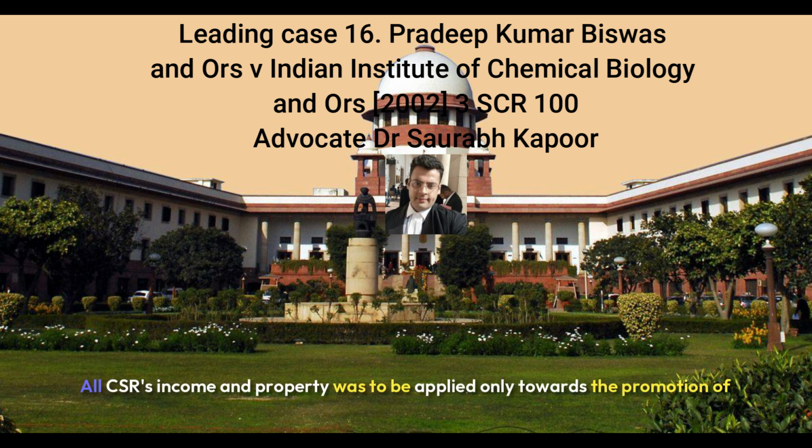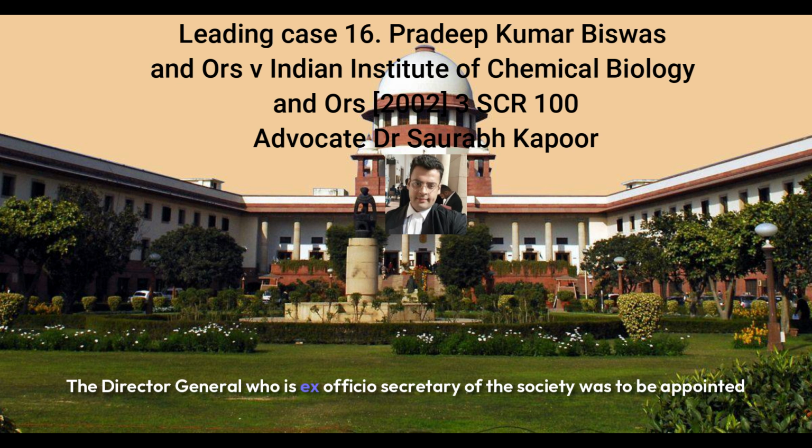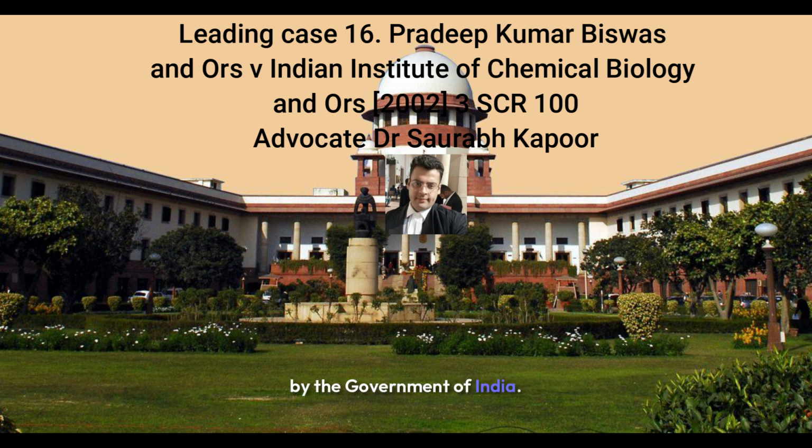3. All CSR's income and property was to be applied only towards the promotion of the objects as mentioned in CSR's memorandum, with the limitations on expenditure which would be imposed by the government. 4. The Director General, who is ex officio Secretary of the Society, was to be appointed by the Government of India. Furthermore, the members of the governing body who are not ex officio are nominated by the President, and their membership could be terminated by him, and the Prime Minister is the ex officio President of CSR.